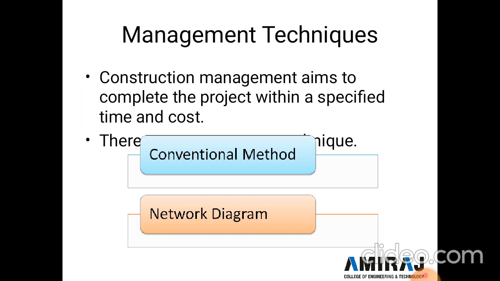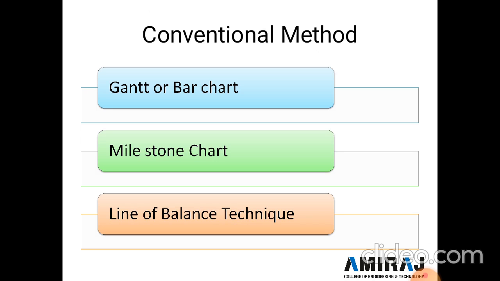which can be divided into two types. So there are two main groups in management techniques. The first one is the conventional method and the second one is the network diagram. The conventional method is further divided into three parts: Gantt chart or bar chart, second is the milestone chart, and third is the line of balance technique, meaning LOB.